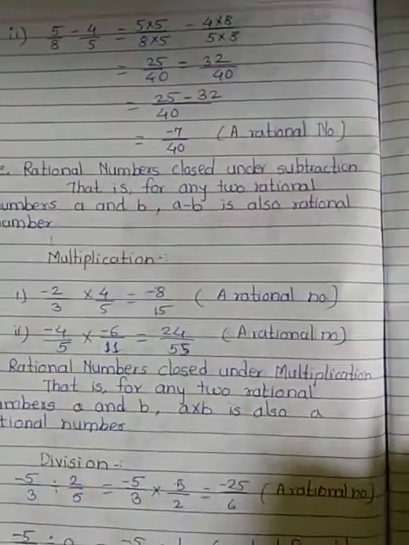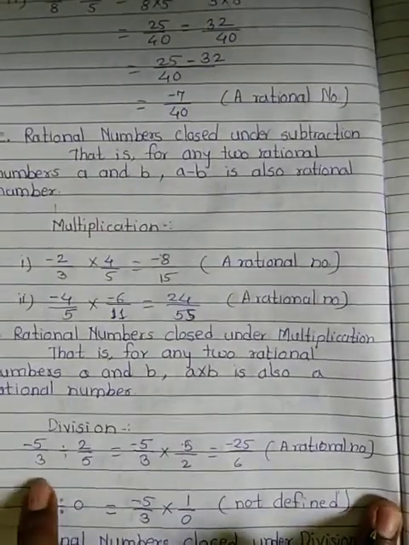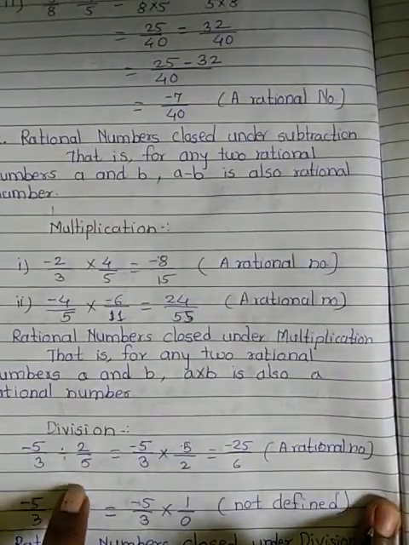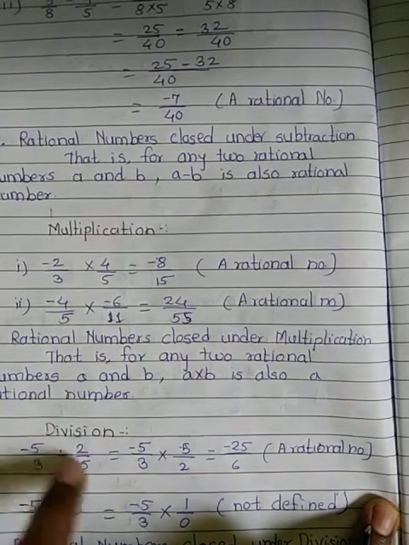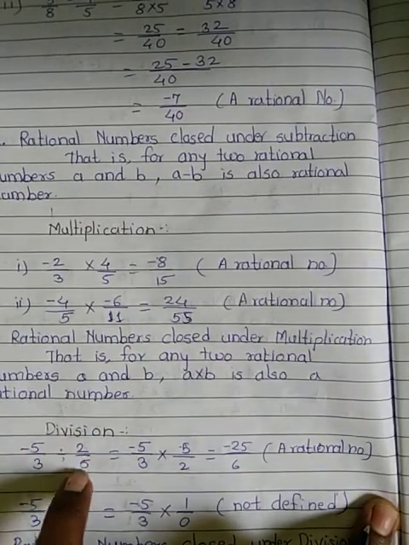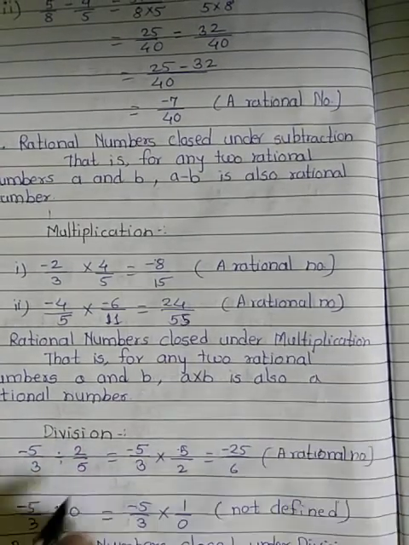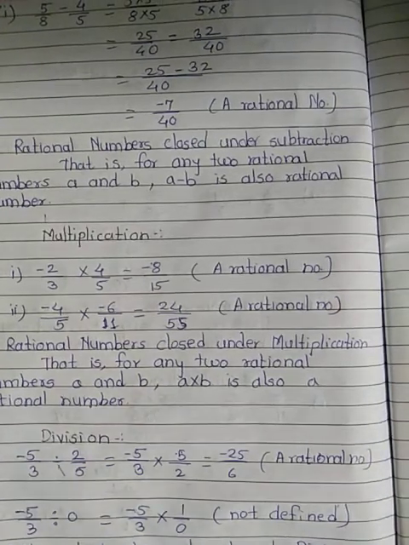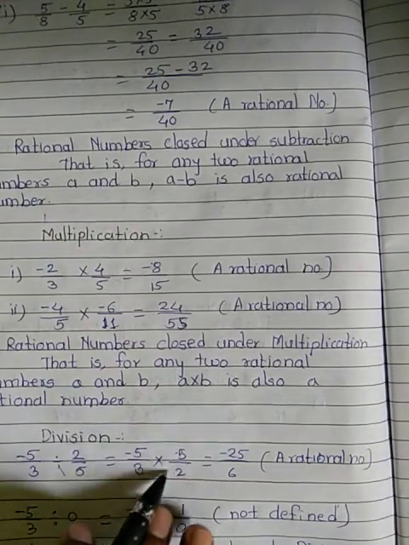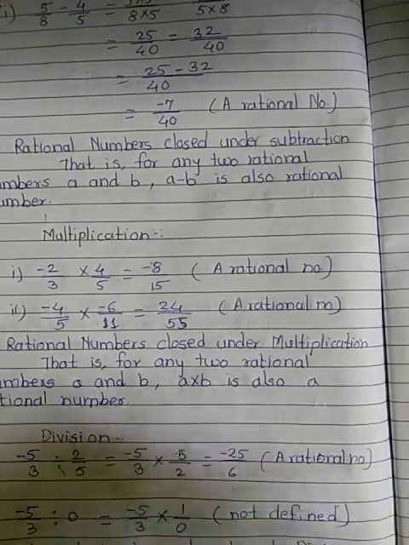But what about division? See, for division, minus 5 by 3 divided by 2 by 5. Whenever division is there, we have to take the reciprocal of the second number. Reciprocal means the numerator will become the denominator and the denominator will become the numerator. So minus 5 by 3 into 5 by 2, that is minus 25 by 6. That is a rational number.